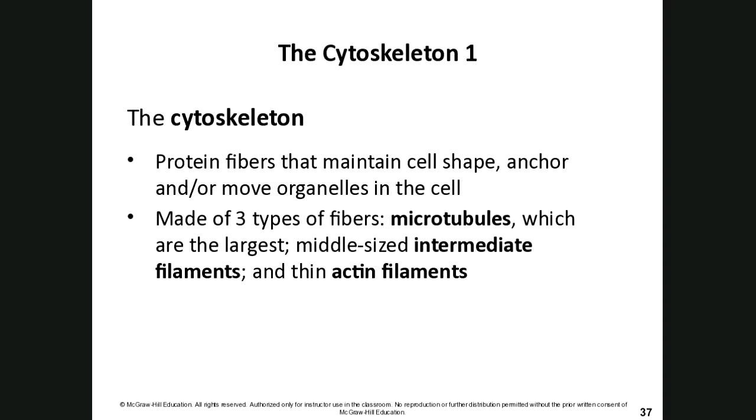The cytoskeleton is our next structure, and really the big job of the cytoskeleton is just to maintain the cell shape and anchor or move organelles within the cell. We have different types of microtubules, we have different intermediate filaments, we can have actin filaments and myosin filaments depending on what type of cell we're talking about. So when we talk about muscle cells, we'll talk about actin and myosin and the interaction with those cells that allows for muscle contractions to take place. So depending on the type of cell you have, there may be a varied type of cytoskeleton.